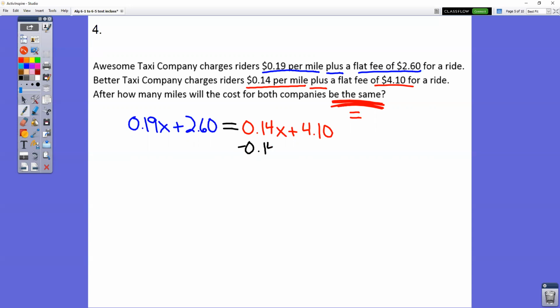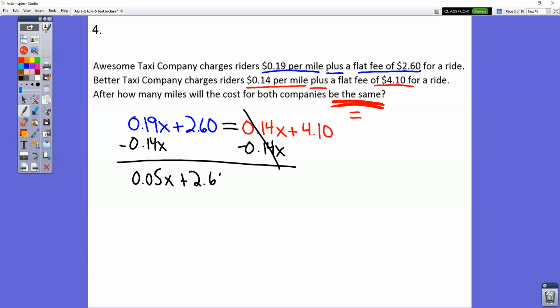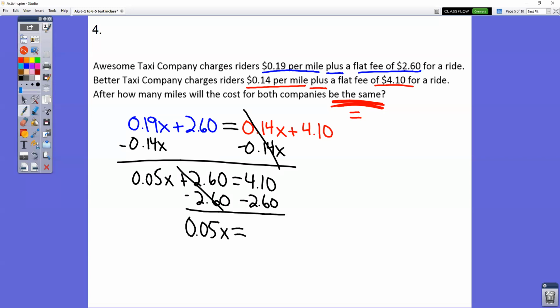So I have x's on both sides of the equal sign. I'm going to subtract 0.14x from both sides. So I have 0.05x plus 260 equals 410. Now it's just a two-step equation, minus 260, minus 260. So I have 0.05x equals 150, this is equal to $1.50.